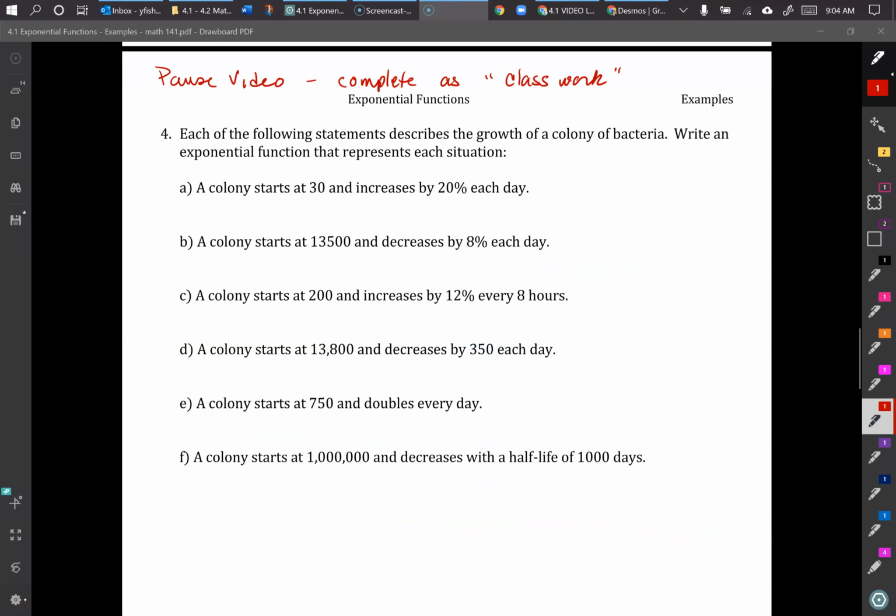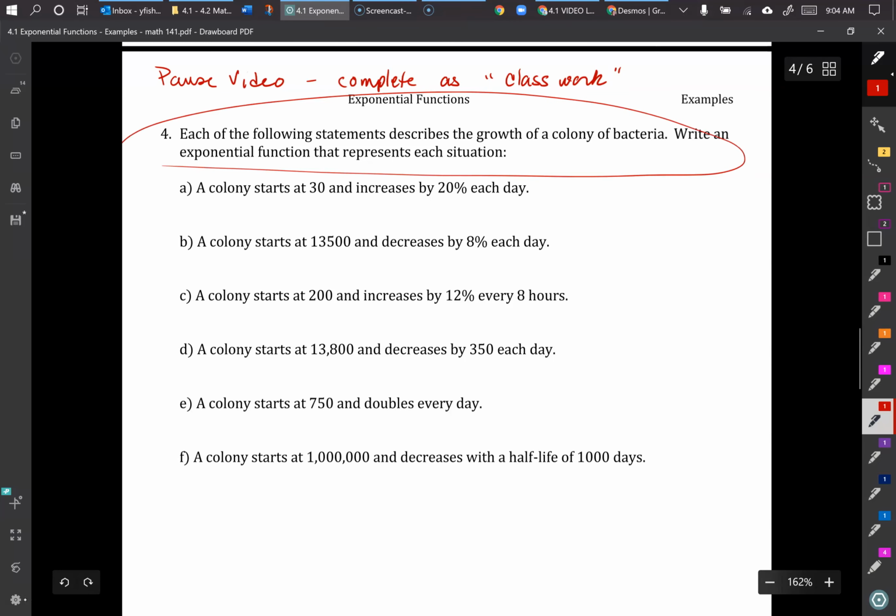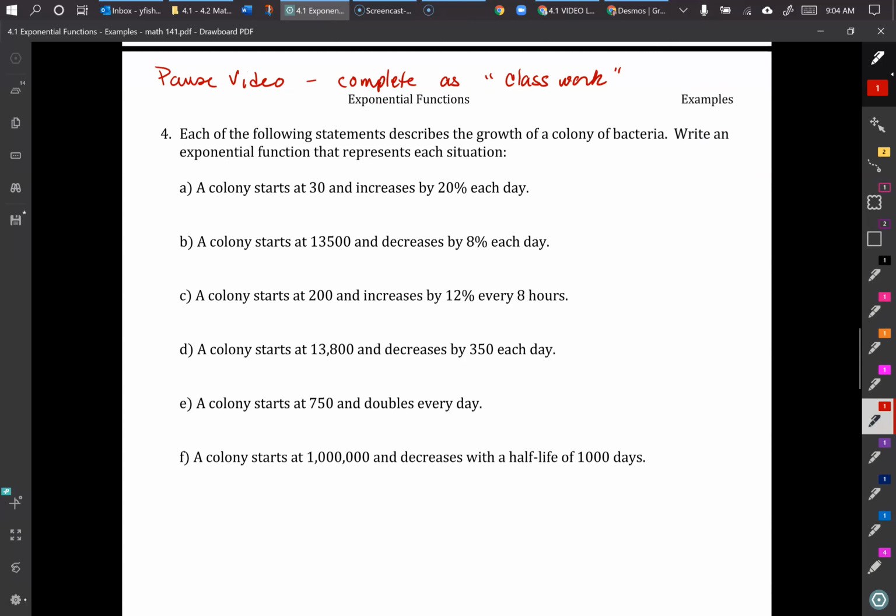So number 4 really lends itself to a good classwork based on what you just learned. So go ahead and do that. I am going to come back and show you the answers, and then I will talk it through. I'll put some notes on there as well. So if you're stuck, think about what's happening in each problem as you go.